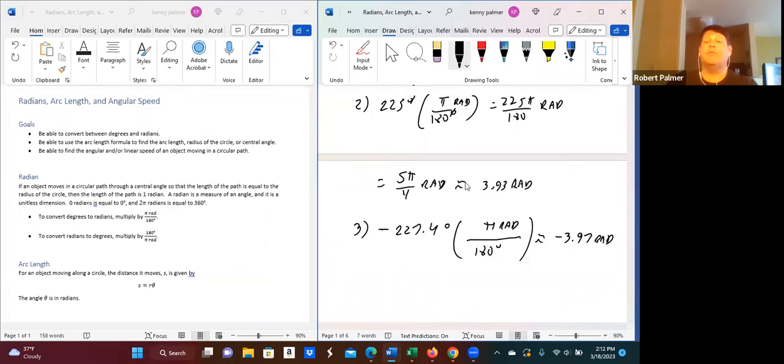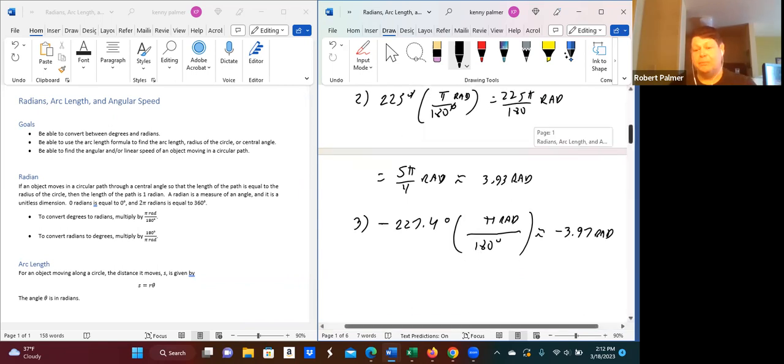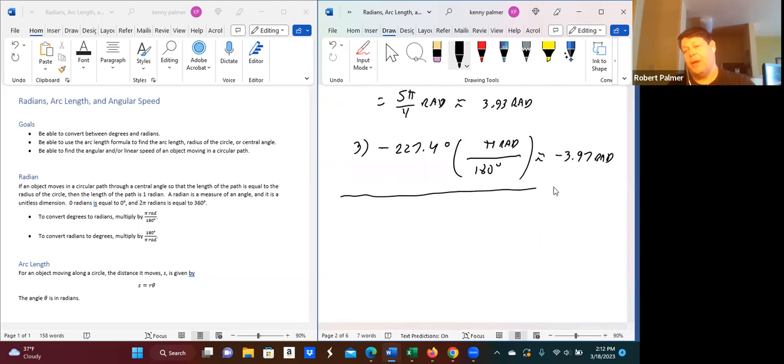Just remember, if you're going from degrees to radians, multiply by pi over 180. Simplify if you can, leave it exact, reduce your fractions if you can, or approximate it if that's what's required. Okay, now let's go the other way. This time I want to convert from radians to degrees.